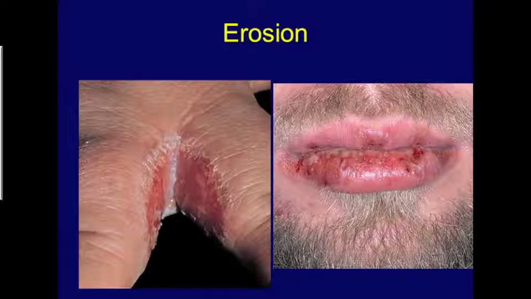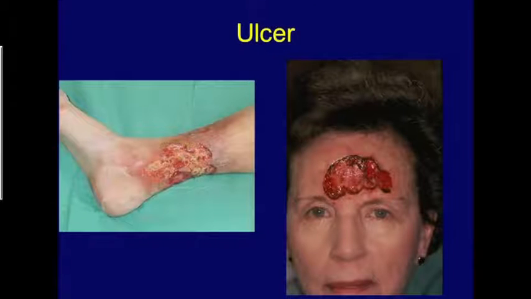So here on the left-hand side you have maybe a candida interdigitalis, a candidal infection between the finger webs, and maybe a patient with primary herpetic lesions on the lower lip, or something like erythema multiforme. And these can be erosive lesions in the fingers and on the mucosa. Here you have ulcers. Probably the right-hand side represents a basal cell carcinoma, the old term for which would be a rodent ulcer, versus maybe a venous ulcer on the left-hand side.